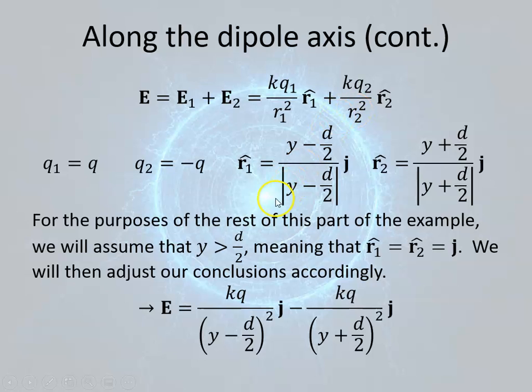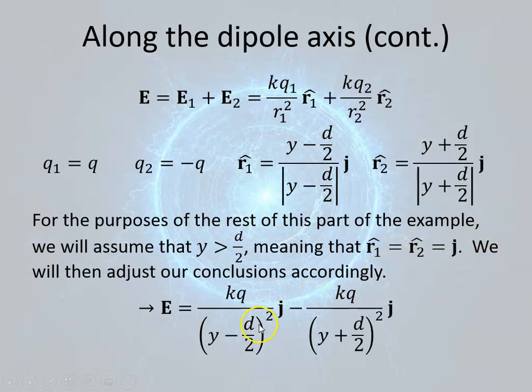And in this case, we ended up using an absolute value sign. But I decided to dispense with that because we're assuming that y is greater than d over 2. So all of these distances, there's no way they can be negative without absolute value signs, because y is always greater than d over 2. So r squared is just y minus d over 2 squared for R1, and y plus d over 2 squared for R2. That is the distance from charge 2.